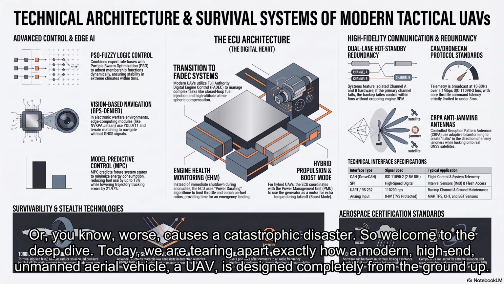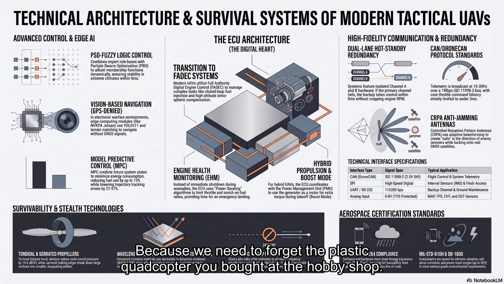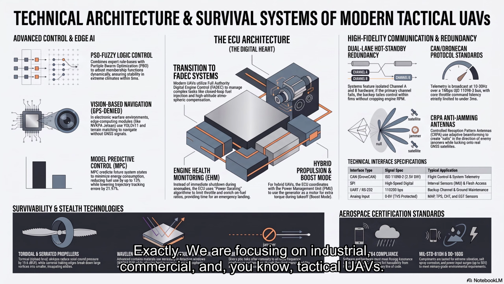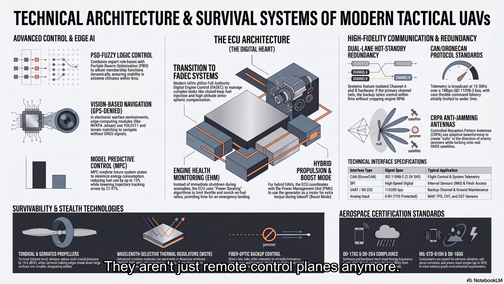Today, we are tearing apart exactly how a modern, high-end unmanned aerial vehicle, a UAV, is designed completely from the ground up. And we really have to be clear about the stakes right away. Yeah, because we need to forget the plastic quadcopter you bought at the hobby shop. Right, the one that gets stuck in a tree. Exactly. We are focusing on industrial, commercial, and tactical UAVs. These are machines designed to inspect high-voltage power lines in freezing mountains or deliver critical medical supplies across densely populated cities. They aren't just remote control planes anymore.